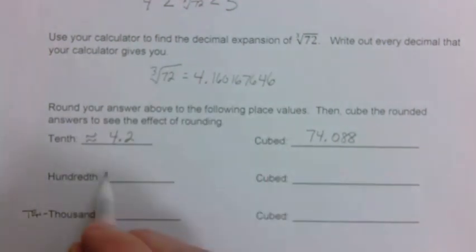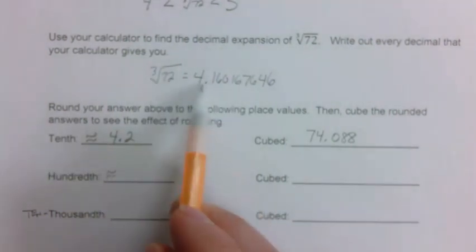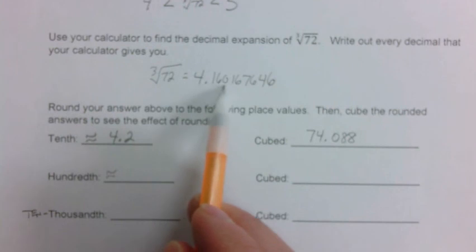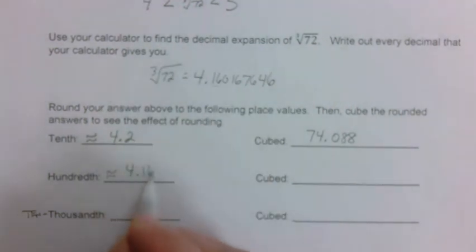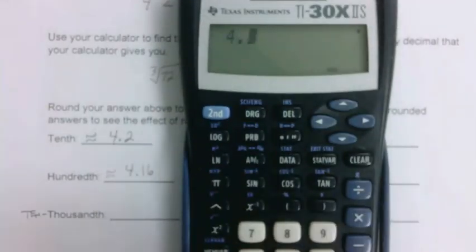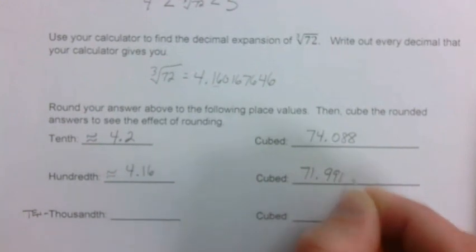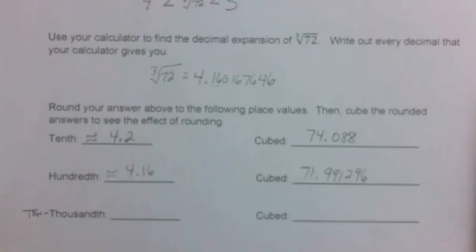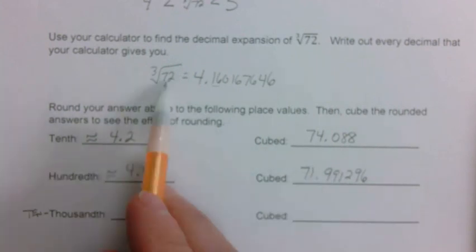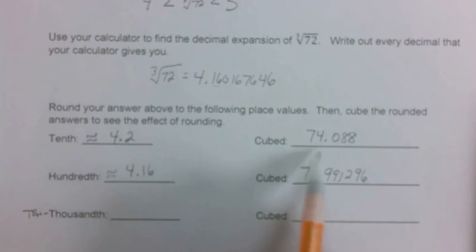Let's see what happens when we do that with the hundredths place. Our cubed root to the nearest hundredth is 4 and 16 hundredths. That 0 is not going to round us up. Let's cube that number now. 4 and 16 hundredths, raise it to the third power. And look at that decimal. Let's write out that whole thing. 71.991296. If we go a little bit further with our rounding and we cube that number, notice that our cubed answer is much closer to what we started with, 72, than this number was.